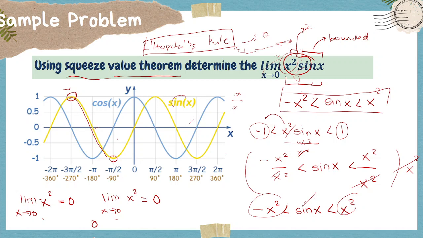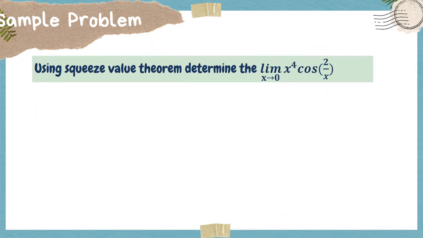That's all. Any question? None. So let's continue. Now, how about this function? What is the one being bounded here? Cosine 2 over x. And what's the one that bounds the function? This x raised to 4. So this is the bounded, and this is the one that bounds cos 2 over x. So yung nag-iipit dito sa cos 2 over x.